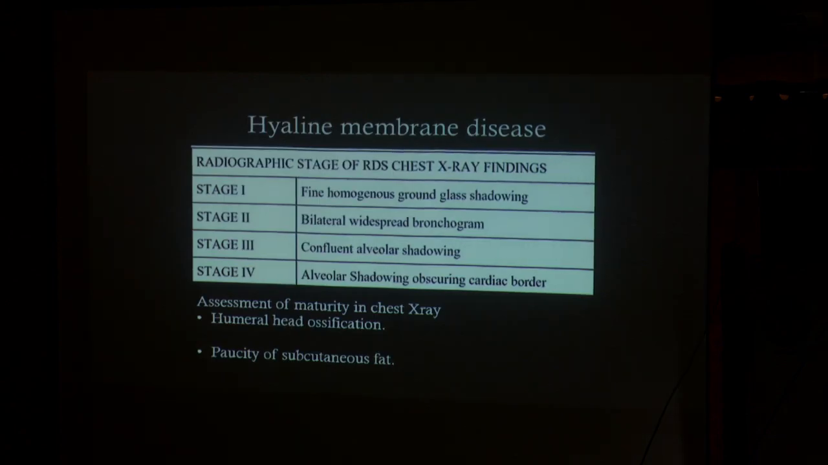So grade 1 is when you see fine homogeneous ground glass opacities in both lungs. When you see widespread air bronchograms in both lungs, it falls under stage 2. And stage 3 is when the consolidation becomes confluent. And stage 4 is when there are alveolar opacities which obscure the cardiac border.